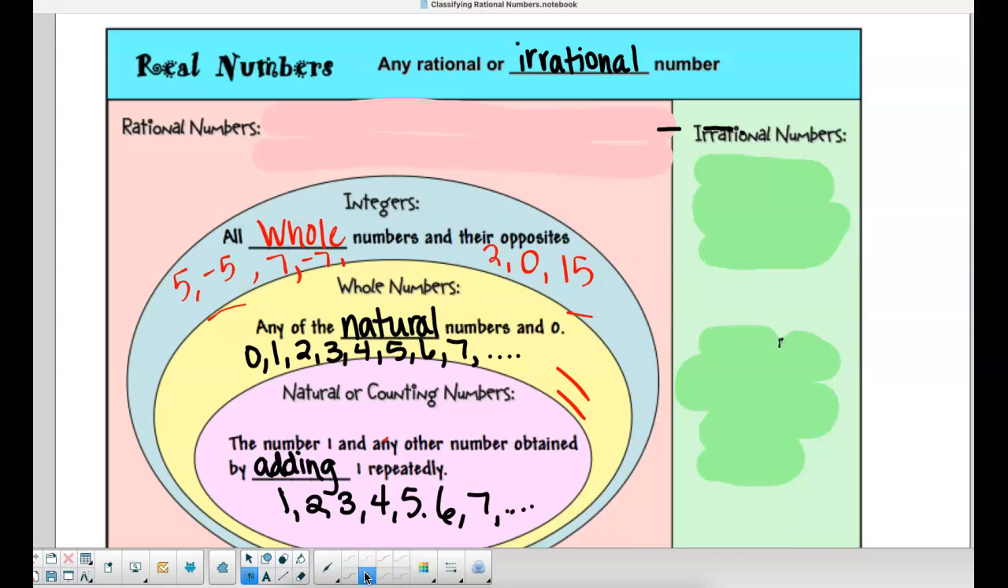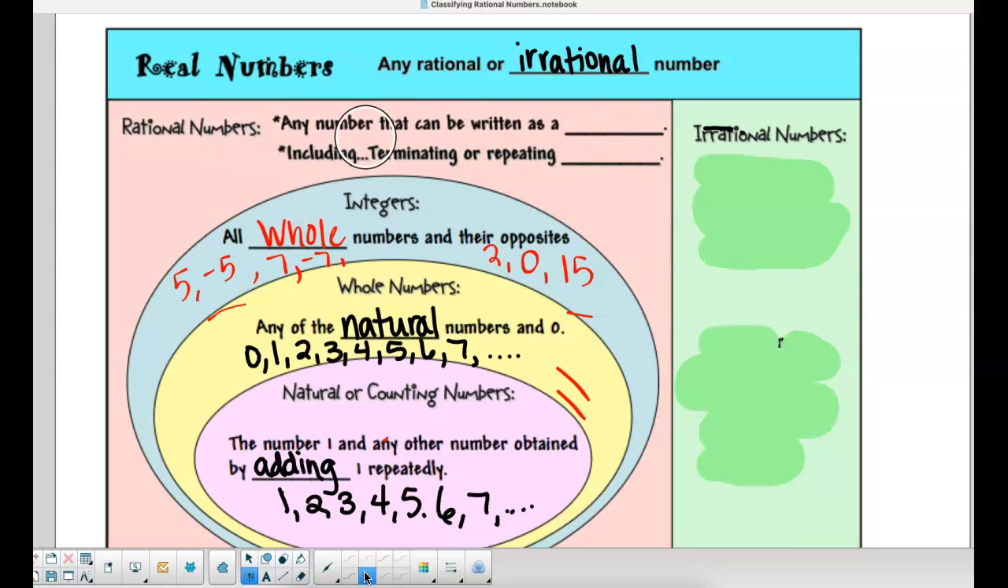Okay, then we get up to rational numbers. We've talked about rational numbers. A rational number is any number that can be written as a, what? How do you think you'd fill in that blank? Fraction. Absolutely. Any number that can be written as a fraction, including terminating or repeating decimals.